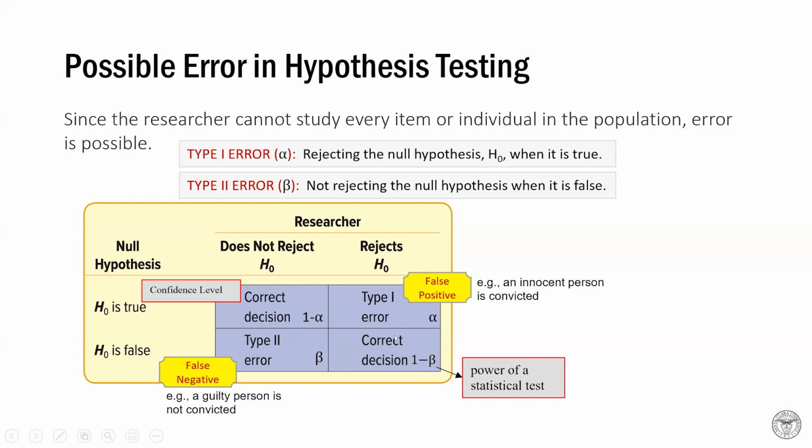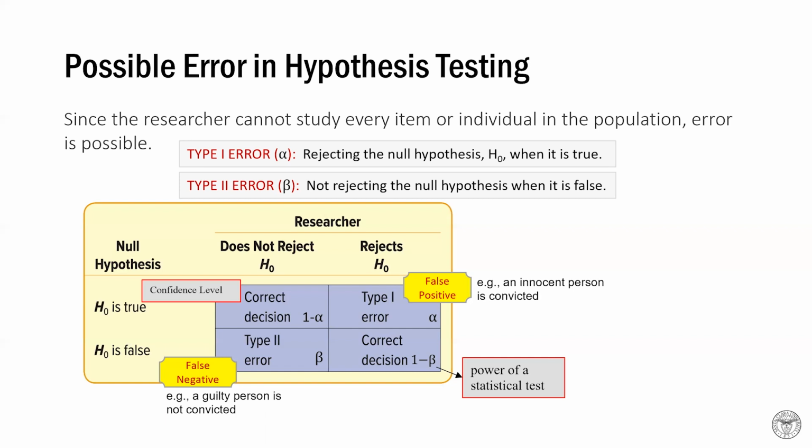If the null hypothesis is true, but we reject it, then type 1 error occurs. Type 1 error is also called false positive, such as an innocent person is convicted. If the null hypothesis is false, but we fail to reject it, then type 2 error occurs. Type 2 error is also called false negative.